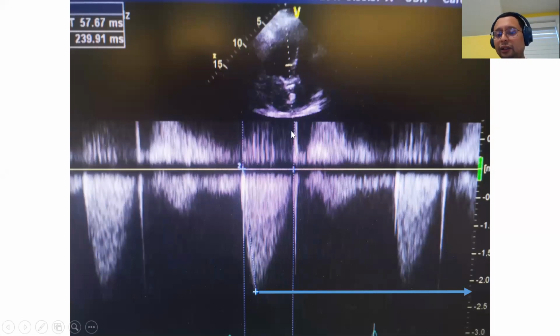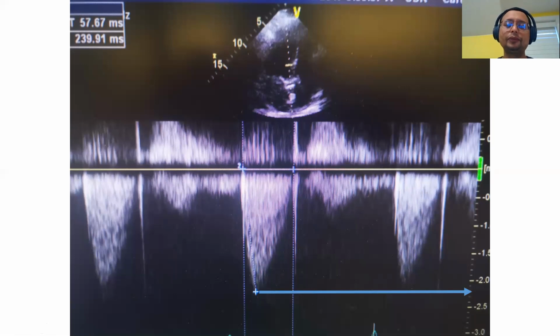This is the Doppler across the aortic valve. What made me not worried? Look at the peak velocity. The peak velocity is way less than 3 meters per second. So I have a peak velocity that is less than 3, a valve that appears good, and no significant aortic regurgitation. So usually I stop there. I don't get a headache. That is a normal valve.